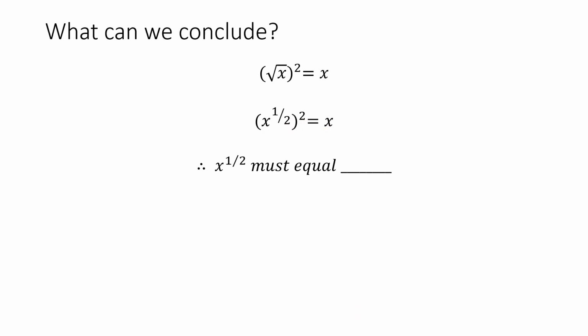So just kind of take a look here. We've got the x's are the same. We've got the equals are the same. We have the squaring is the same. Therefore, the thing that is being squared must also be the same. So x to the 1/2 right here must be equal to the square root of x. x to the 1/2 must be equal to the square root of x.